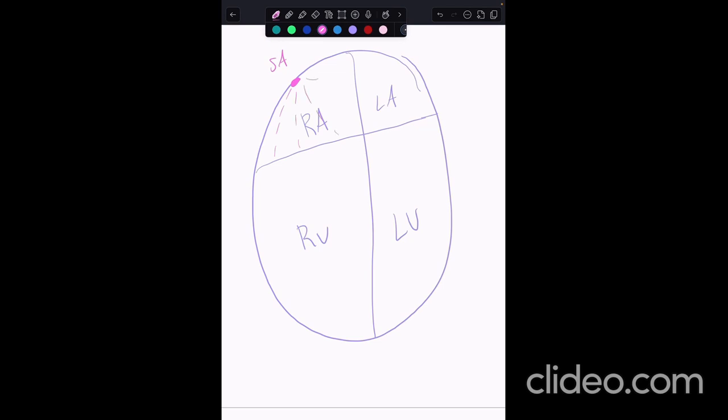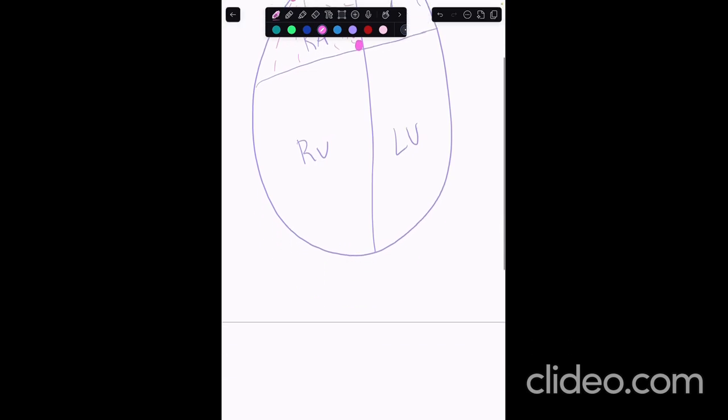What the SA node does is it's going to send a signal across the atriums in order for them to squeeze downwards to let blood travel into the right ventricle. What happens is this signal hits right here, which is known as the AV node. What happens when it hits the AV node is we get this delay. AV nodal delay, apologies for the spelling.